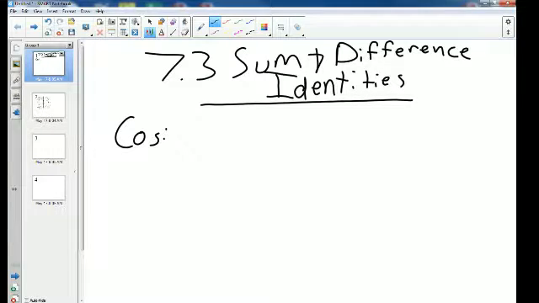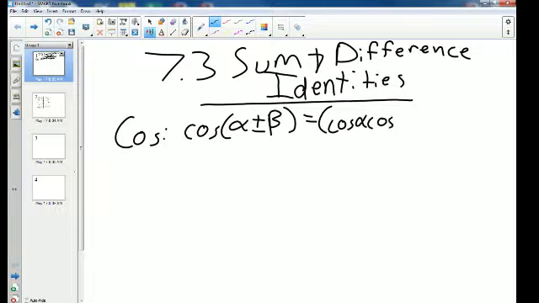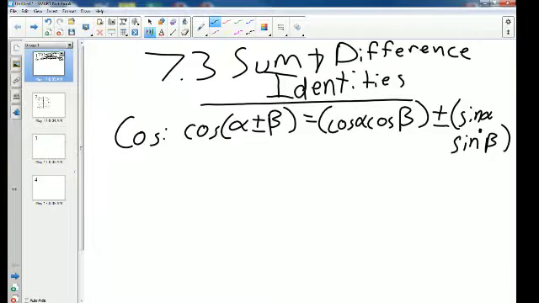For cosine, we have cosine of alpha plus or minus beta is equal to cosine of alpha times the cosine of beta, minus or plus sine of alpha times the sine of beta. Now, we're going to make a slight note right quick, and I'll explain it later on. But these two signs are opposite of each other. That'll get more clarification as we do our examples here in a minute.